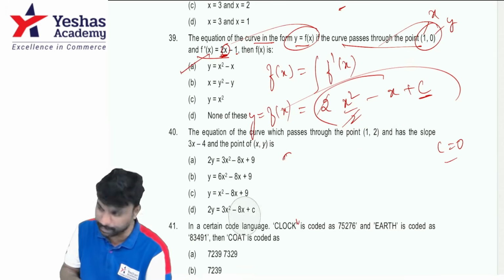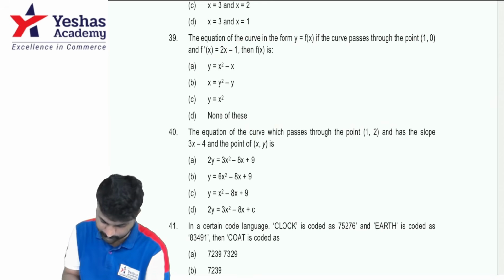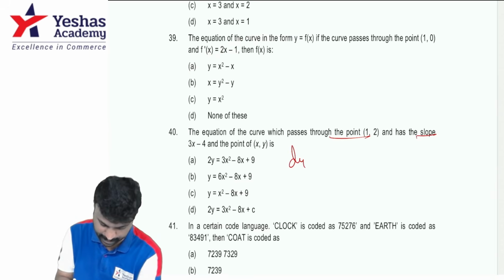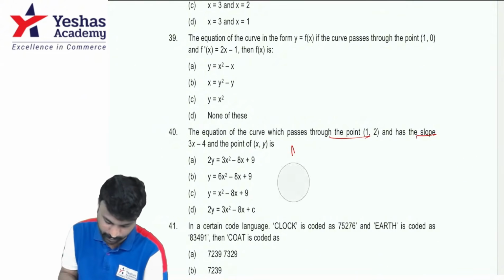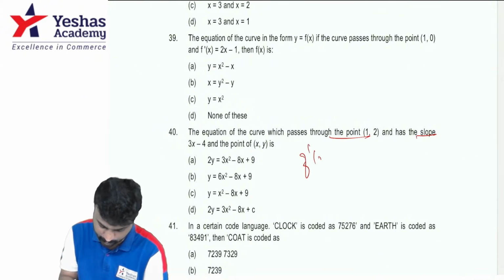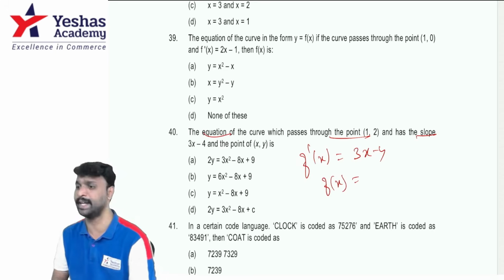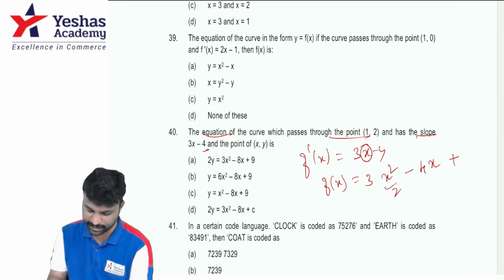Guys, the 40th question is similar to this. We need to find the function, given the slope. So guys, how do I find the slope? It is dy by dx. Oh, the slope has been given: that means f dash of x is given. What is f dash of x? 3x minus 4. They're asking us to find the equation, so we need to find f of x. That means integrate f dash of x: 3 into the integration of x, which is x square by 2, minus the integration of 4, which is 4x, plus c. Is this clear?